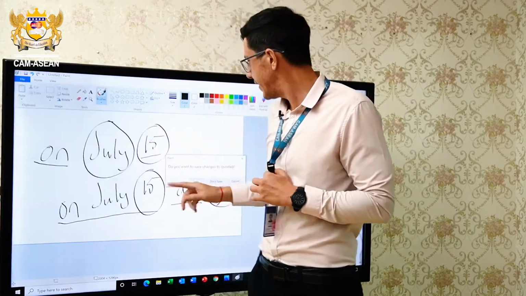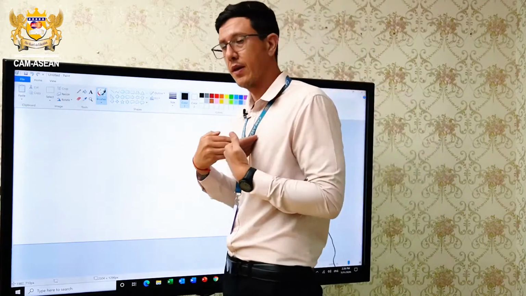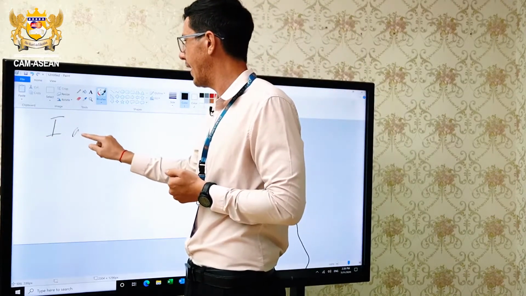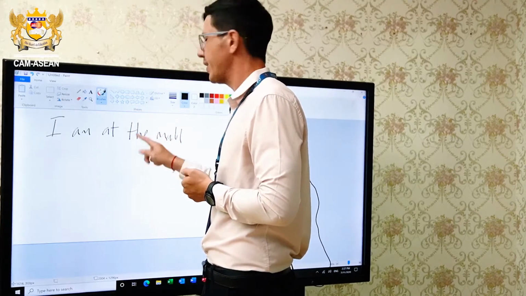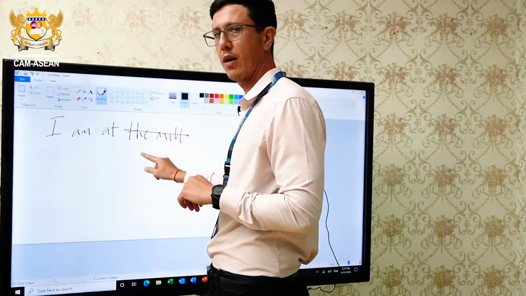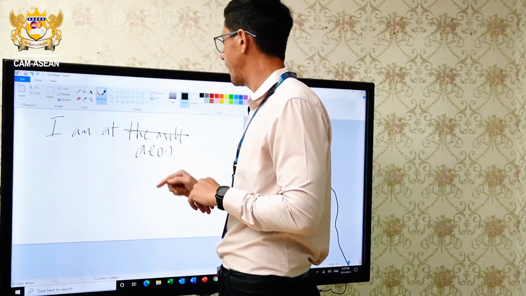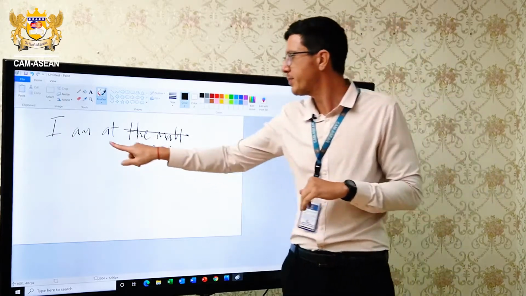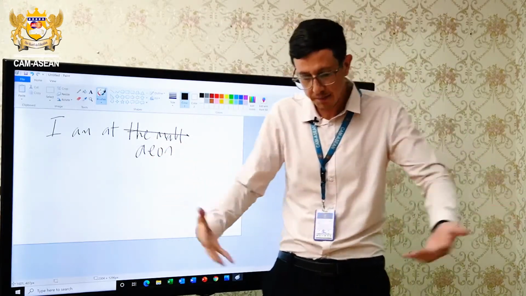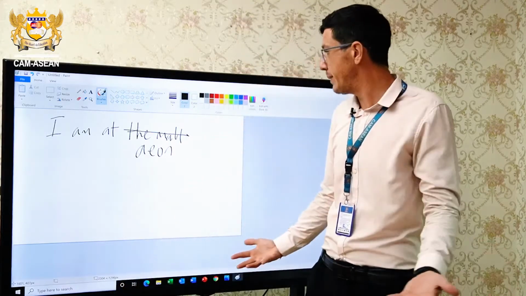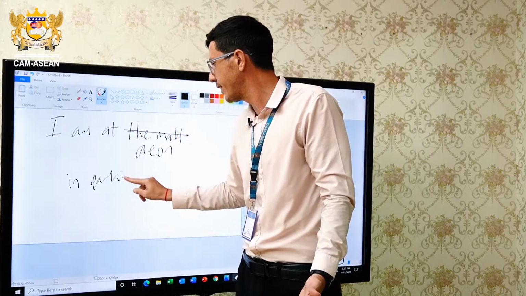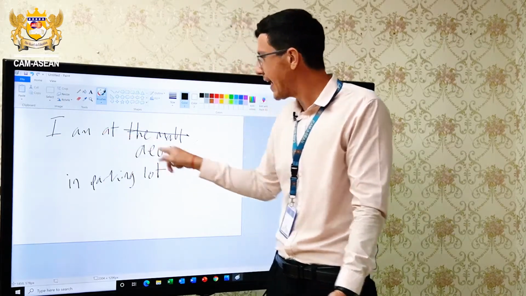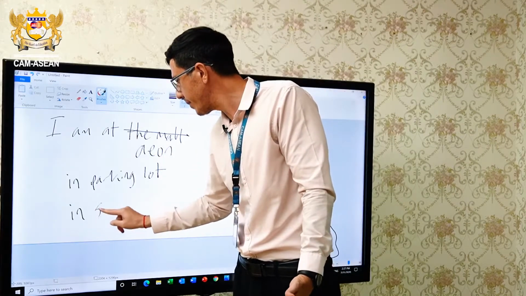Here's the point. It's giving you more understanding depending on the preposition I use. If I say, I am at the mall. Let's make it more specific, because there's more than one mall. I am at AEON. Now, at is specific location, but AEON is a big location. I could be at AEON in the parking lot. I can be at AEON in Starbucks.